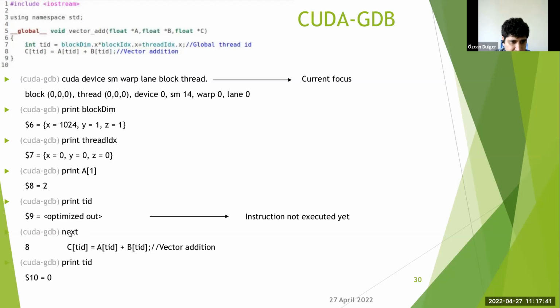Then when we enter next, that instruction is executed, and our debugger jumps to line 8. Now we can print the value of TID. Now the debugger is in line 8. Here, when we print TID, we get the proper output, as you see, because line 7 is executed. And we are now in line 8, don't forget.